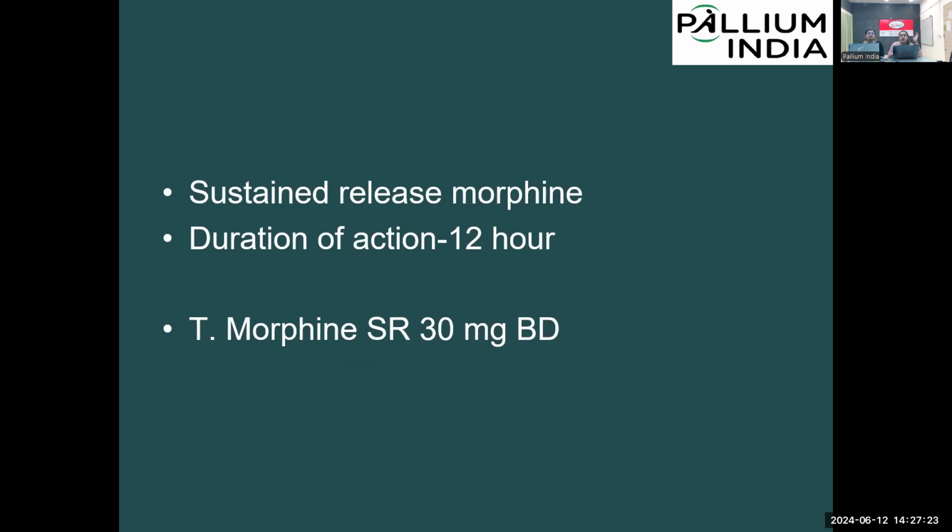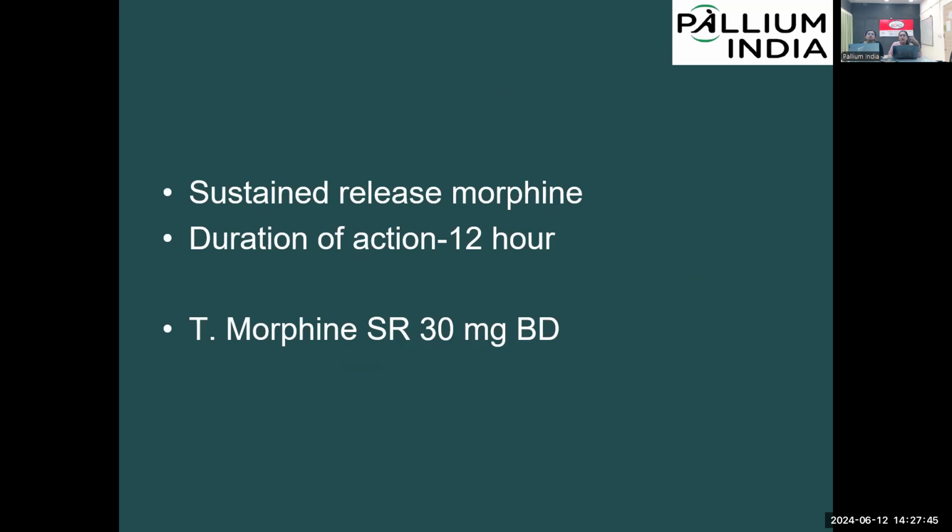The immediate release morphine has a duration of action of 4 hours. And as you see by the clock, when we prescribe, it is every 4 hourly that we give the medication. The sustained release morphine has a duration of action of 12 hours. So the patient needs to take the medication less frequently.